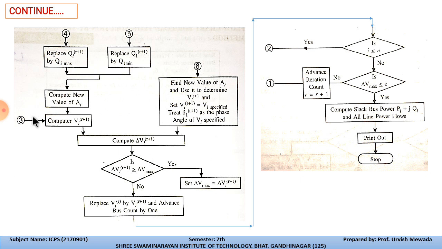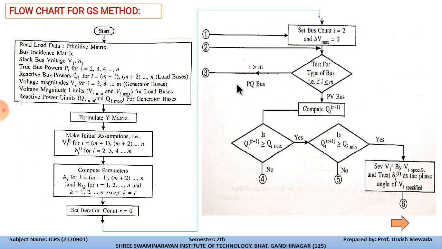So here it is number 3. Over here you can see that this is number 3. If, in the type of buses, i is less than or equal to m, then it will move towards number 3 directly. When this condition is satisfied, and when i is greater than m, at that time you can move towards this, which will find the PQ bus directly. So it will not follow this path.